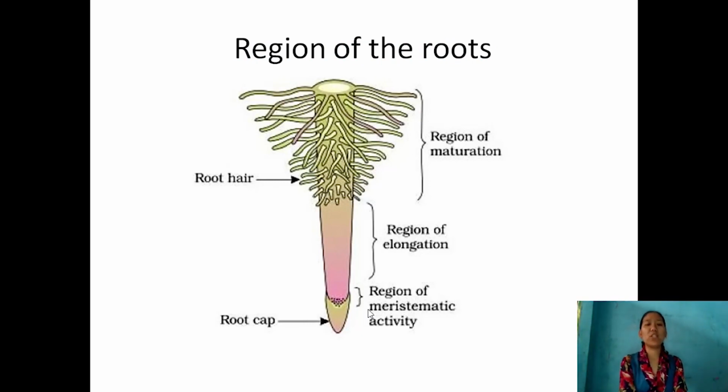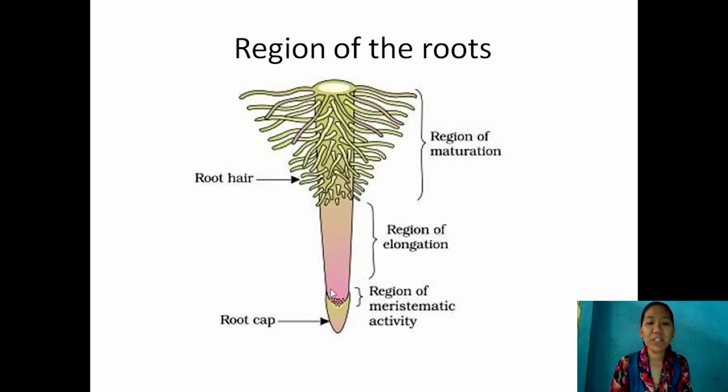Now let's look at the regions of the root. At the tip, that is at the bottom, you find a thimble-shaped structure called the root cap. This root cap provides protection to the root tissues as it penetrates down into the soil. Above this you find a number of small cells which are actively dividing, and we call this the region of meristematic activity. The cells are small in size, the cell wall is thin, and the protoplasm is very dense.